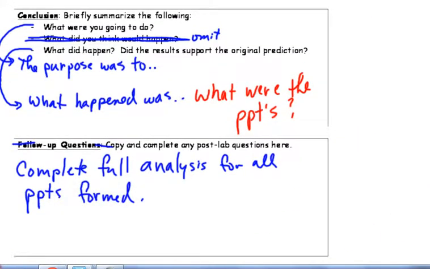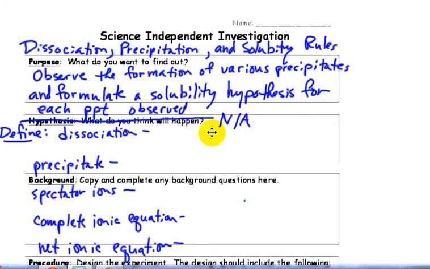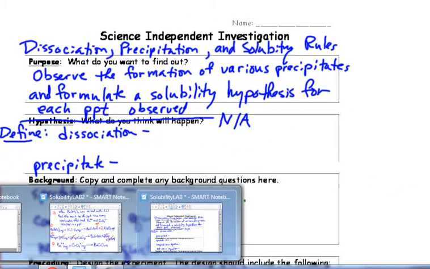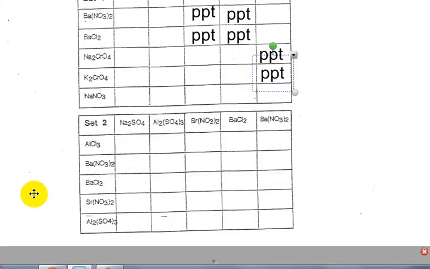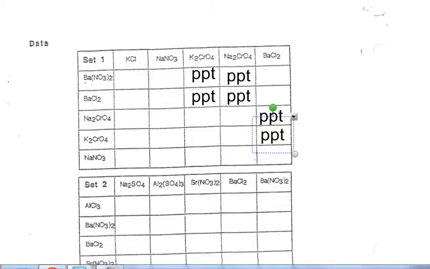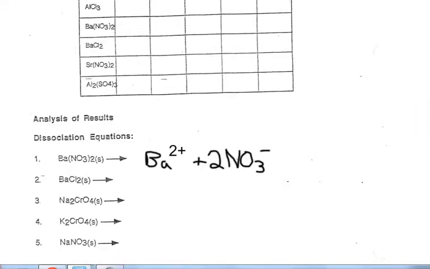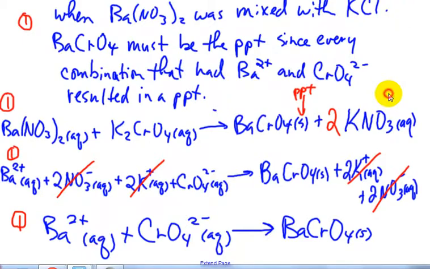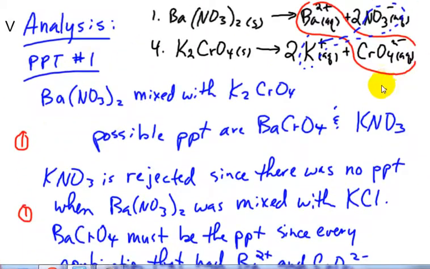And of course, what you need to hand in: you'll need to hand in this science independent investigation sheet, as well as the lab handout itself, because your data tables are on there, and also the 10 dissociation equations as we see here. And lastly, if you wrote the analysis part on a piece of loose leaf, you need to hand it in as well.